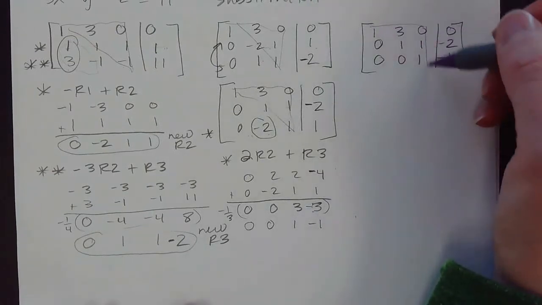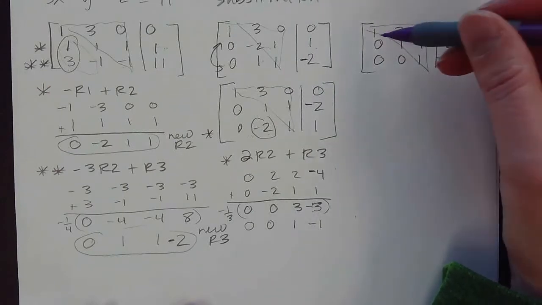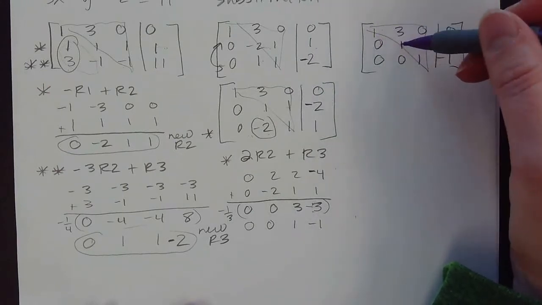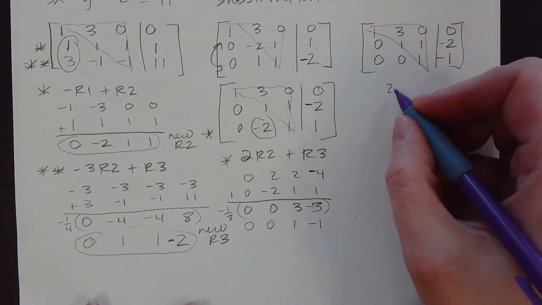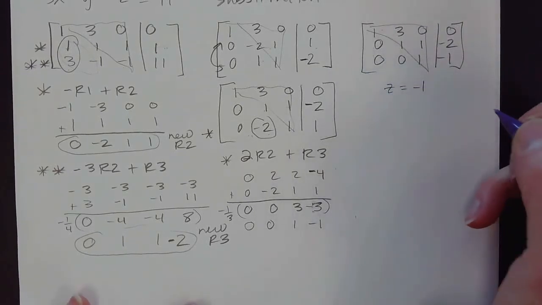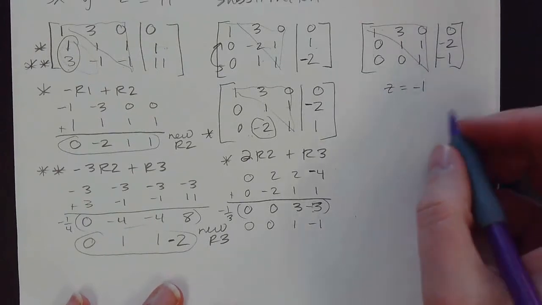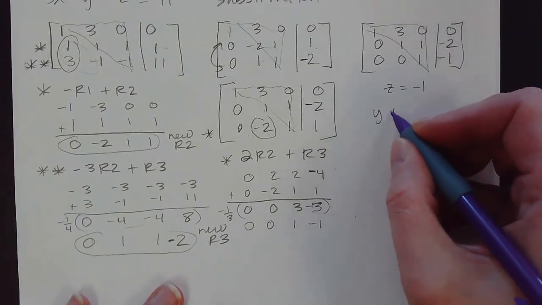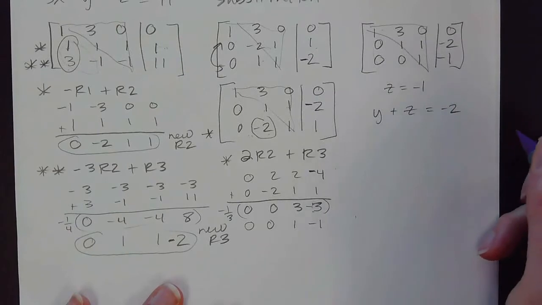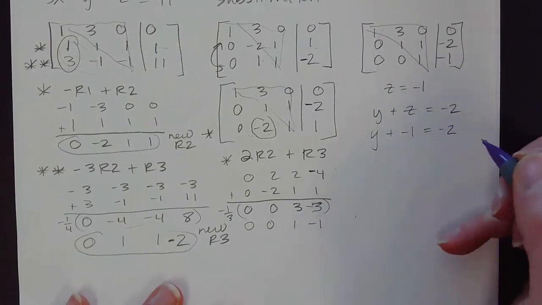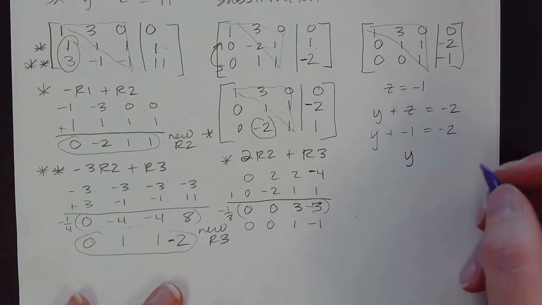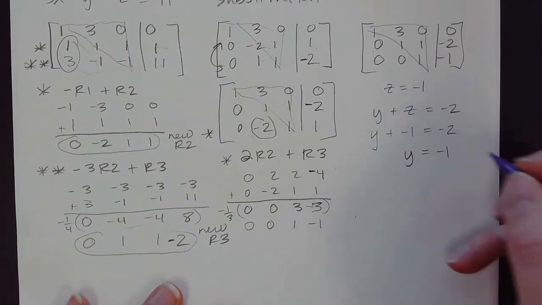So at this point, I have that row echelon form where I've got the triangle and the rest of it zeros, and these all start with ones. So now I'm going to go ahead and do my back substitution. So my last row would just be z equals -1. My row 2 would be y plus z equals -2, and I substitute back in the z. That's why it's called back substitution. So my y is going to equal -1.